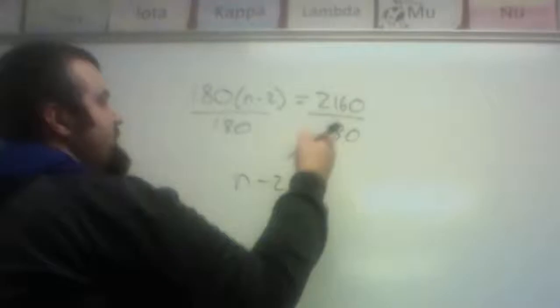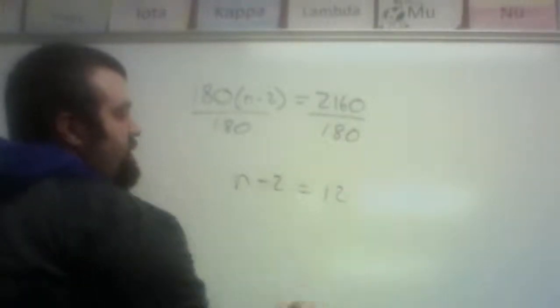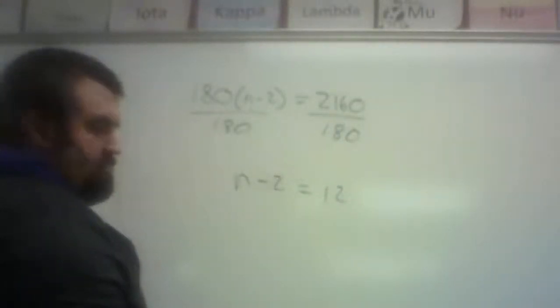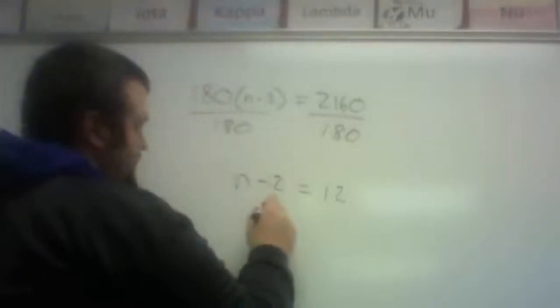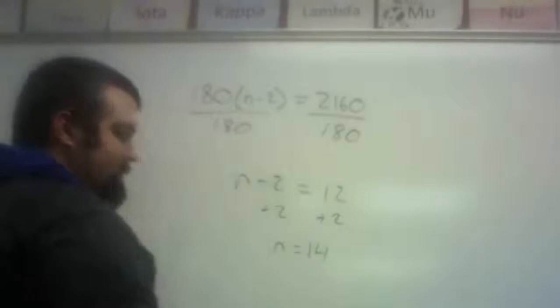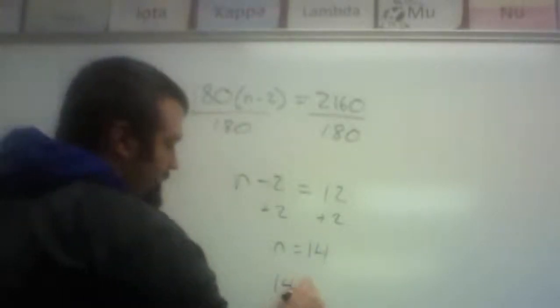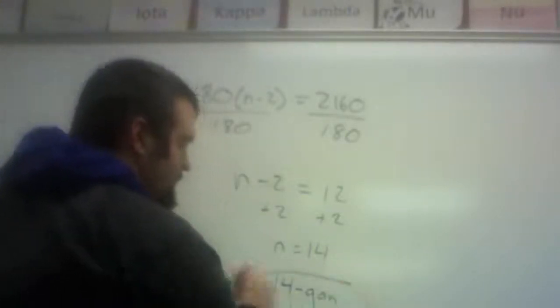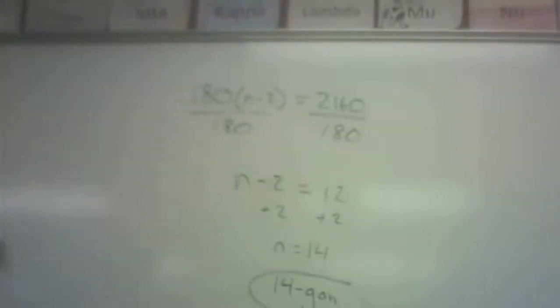And I end up getting that this over here ends up being 12. And then add 2 to both sides, I get n to be 14. So if I had to classify this by the number of sides, I'd call it a 14-gon. That's all there is to this one. Classify by the number of sides.